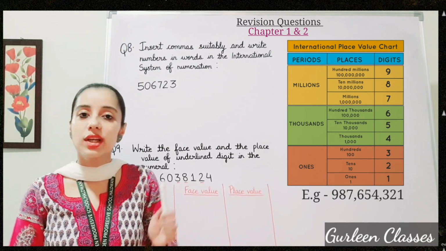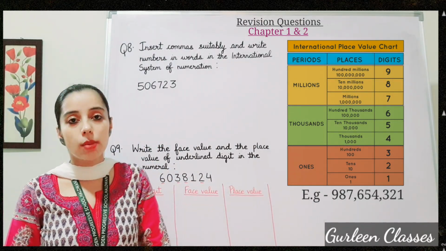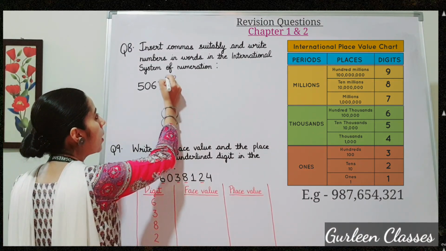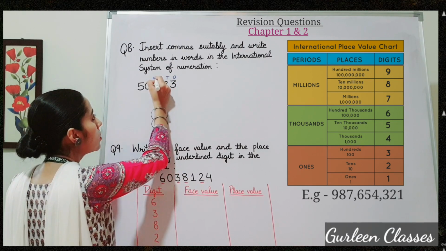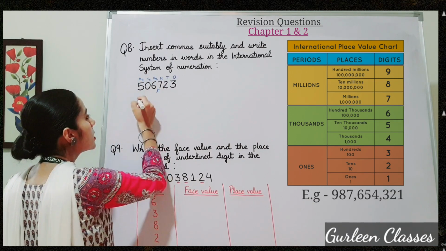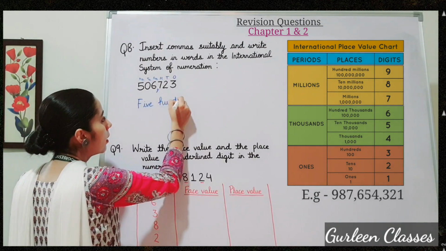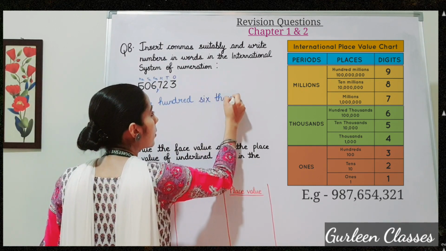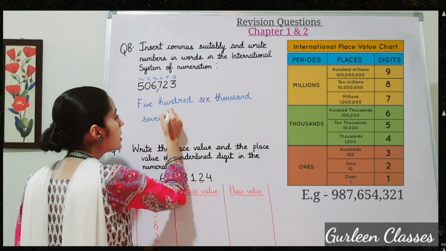So now let us do question number 8, first part. 506723. Insert commas. Let us write the places at the top: ones, tens, hundreds, place comma, 1,000, 10,000 and 100,000. So the answer will be 506,723.